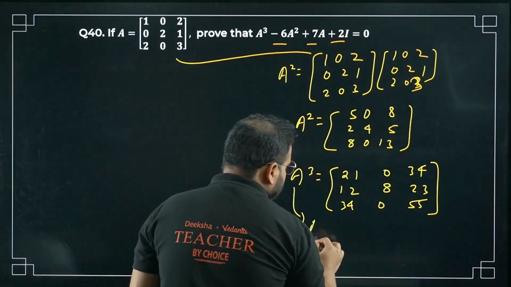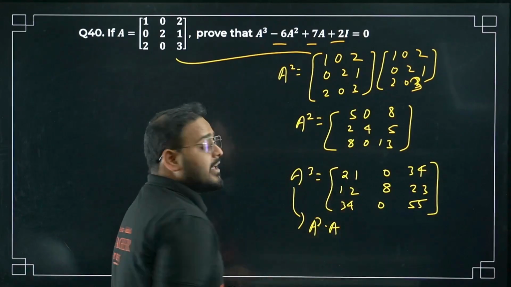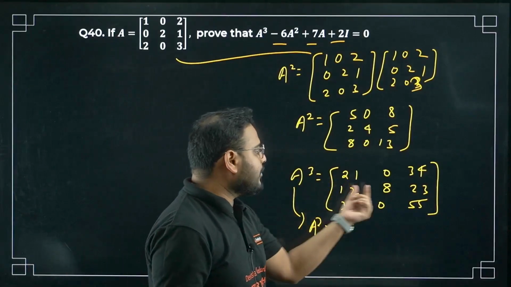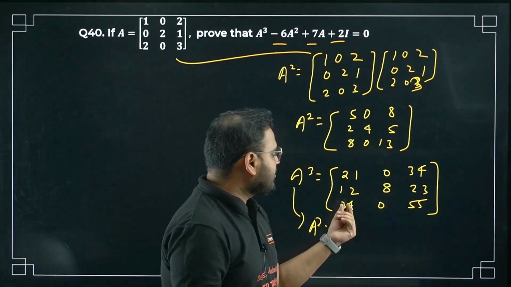You find A cube as A square into A. When you do that, you get 21, 0, 34, 12, 8, 23, 34, 0, 55.